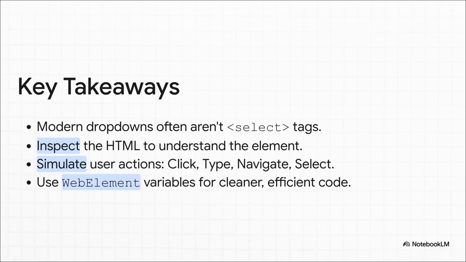All right, let's wrap this up with the key takeaways. First, modern dropdowns are deceptive. They're probably not select tags. So your first step is always to inspect the HTML. Second, your mission is to automate what a user does. Click, type, navigate, select. And finally, for cleaner, faster, more professional code, always use web element variables to avoid finding the same thing over and over.